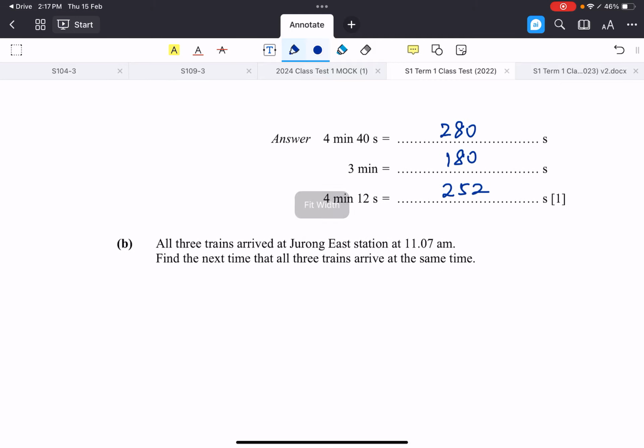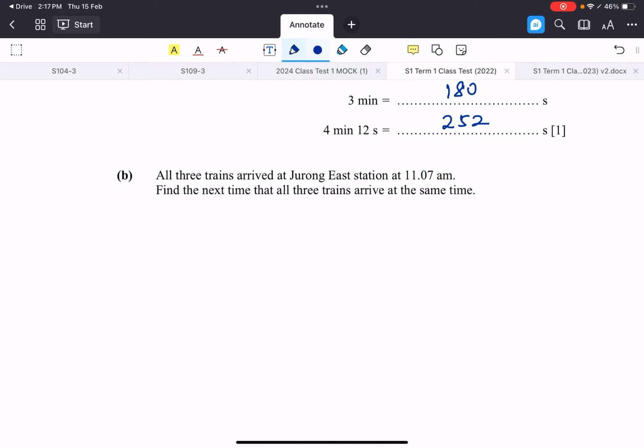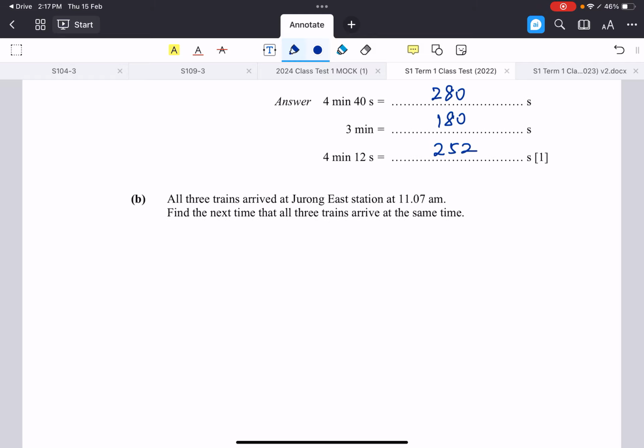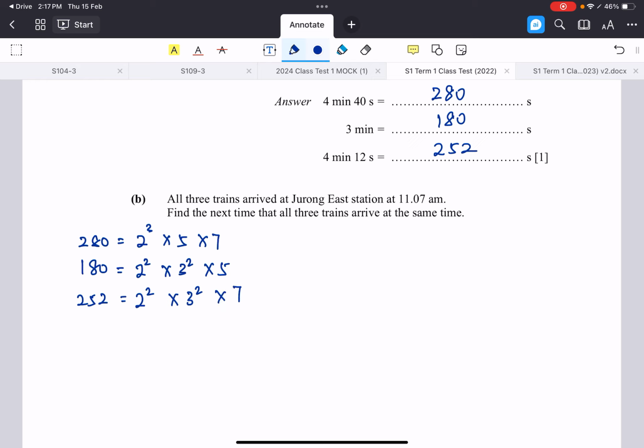Okay. So the second part of the question, it says, now if all the 3 arrive at the Jurong East Station at 11:07, find the next time they meet together at the same time. So what we are doing here, we are actually trying to find the LCM, right? So let's look at the 3 numbers we are looking at again, the interval. 280, right? If we write it as index notation, it's 2 to the power 3 times 5 times 7. 180 in index notation is 2 to the power 2 times 3 to the power 2 times 5. And 252, write it as index notation, is 2 to the power 2 times 3 to the power 2 times 7.